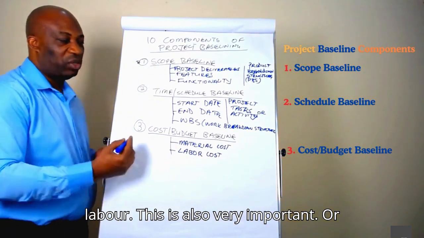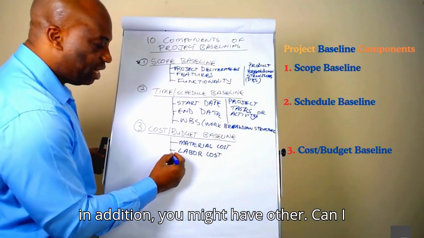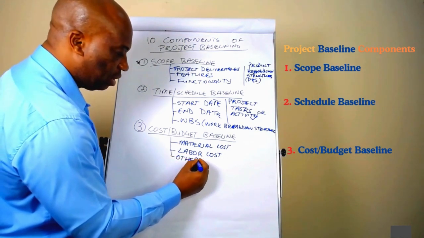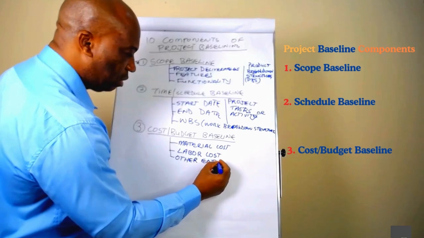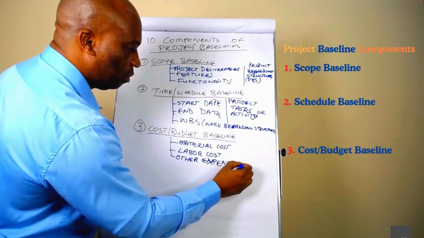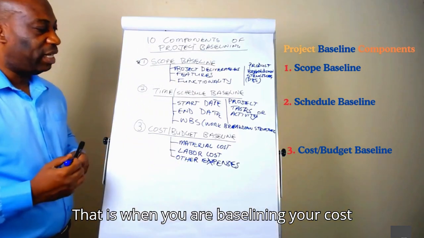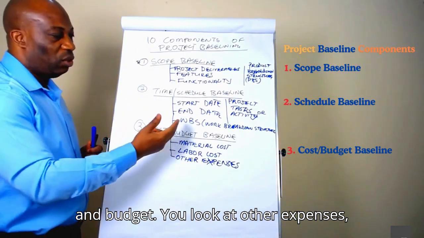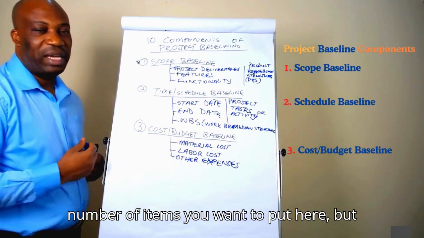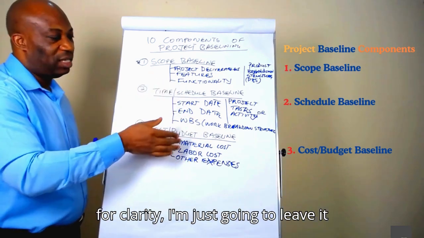This is also very important. Or in addition, you might have other expenses. That is when you are baselining your cost and budget. You look at other expenses, materials, labor. There could be a number of items you want to put here, but for clarity, I'm just going to leave it at 3.